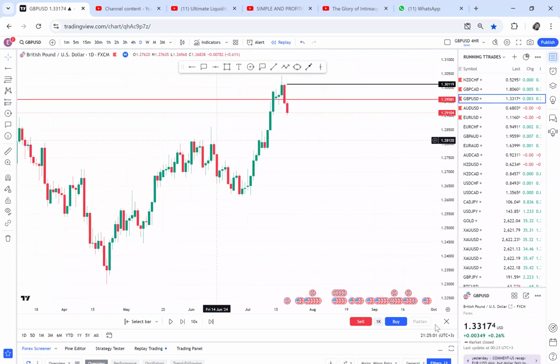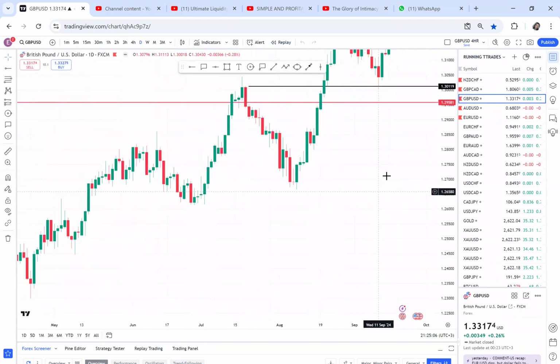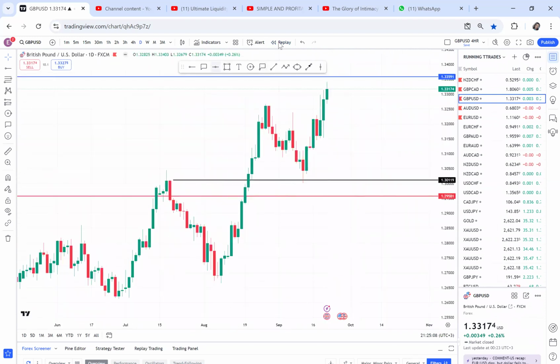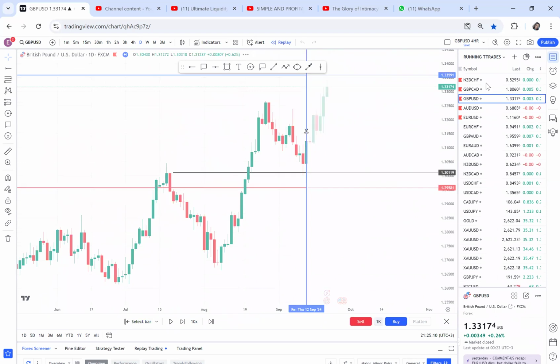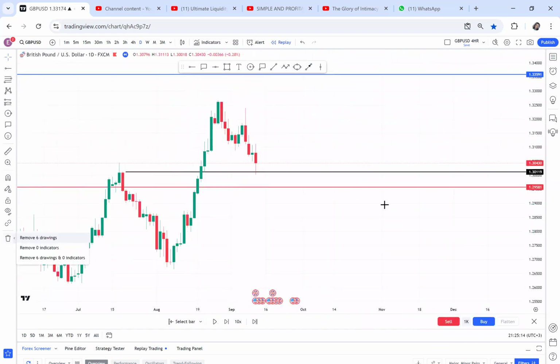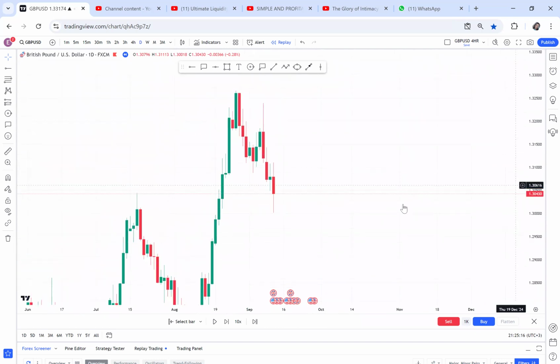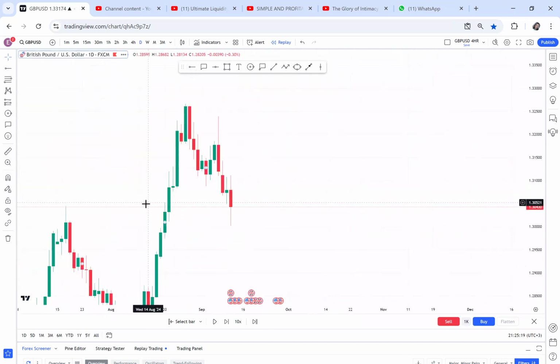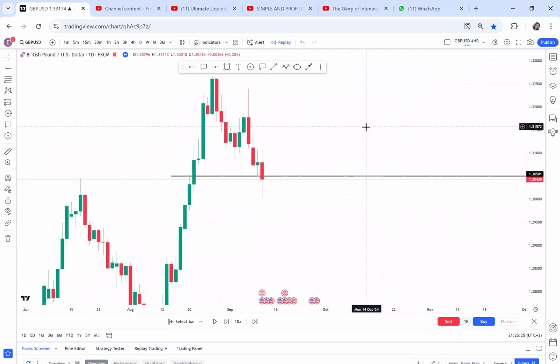So here we have GBP USD, and I want to show you what really happened with this market. So this market had a break, and this was last week's trade. So this is what happened with GBP USD. And if you traded this double bottom, you are very lucky. We had a break of double bottom. You can see very clear, a break, not double bottom, a support break.